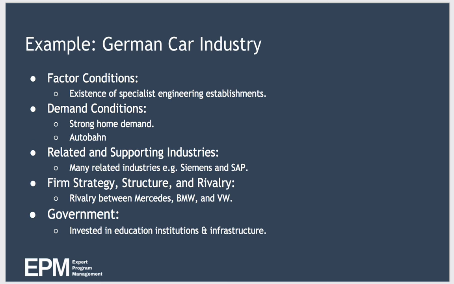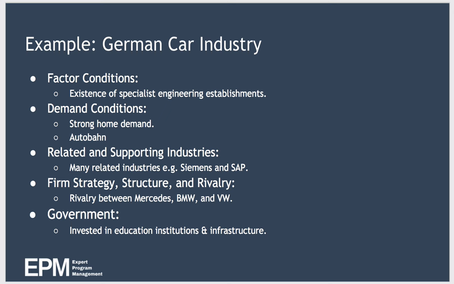While describing Porter's diamond model above, we touched upon the German car industry, but now let's use it for a complete example. To understand the national competitive advantage that the German car industry has, let's look at each of the 4 determinants in turn. It's worth noting that they don't exist in isolation, they all interact with each other.